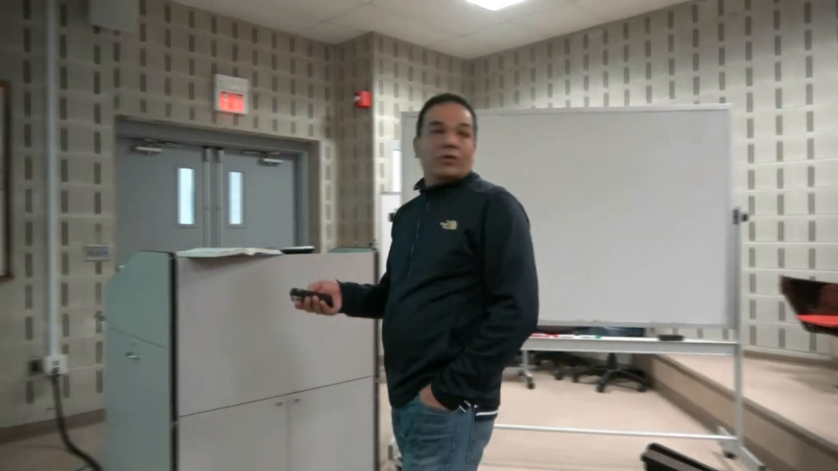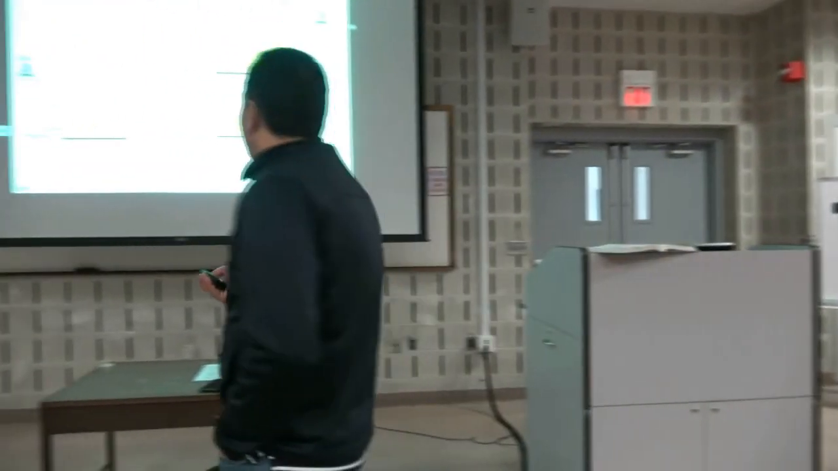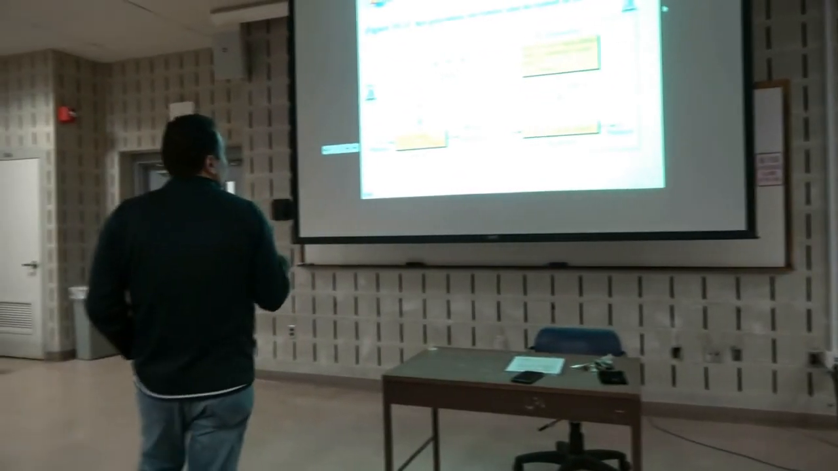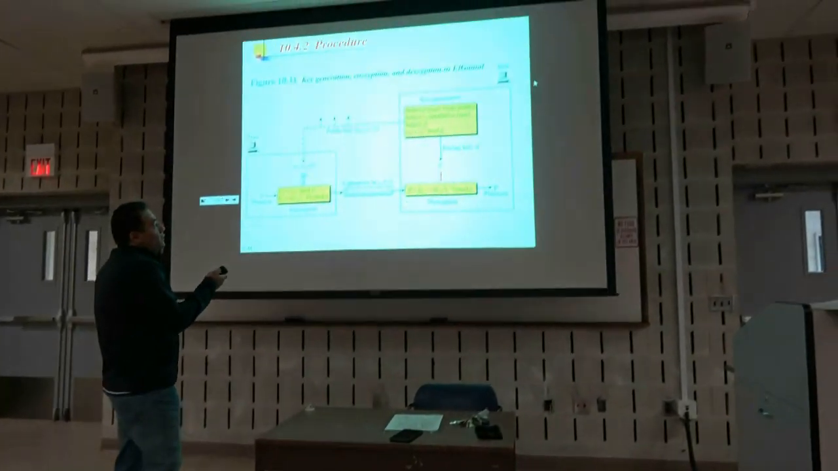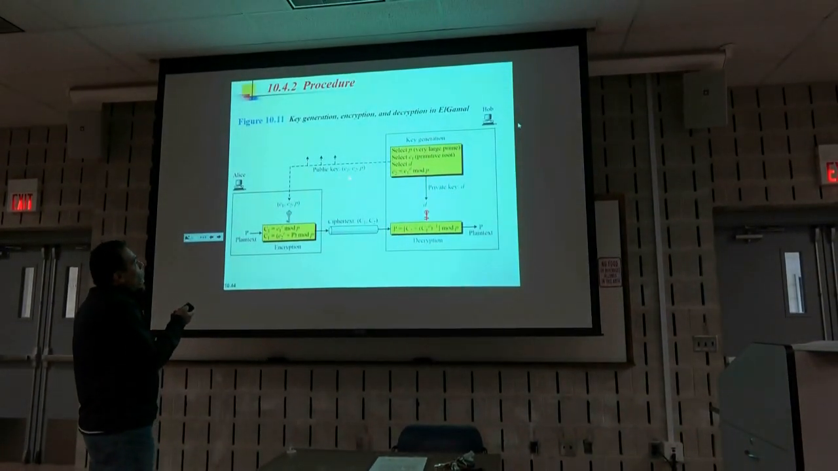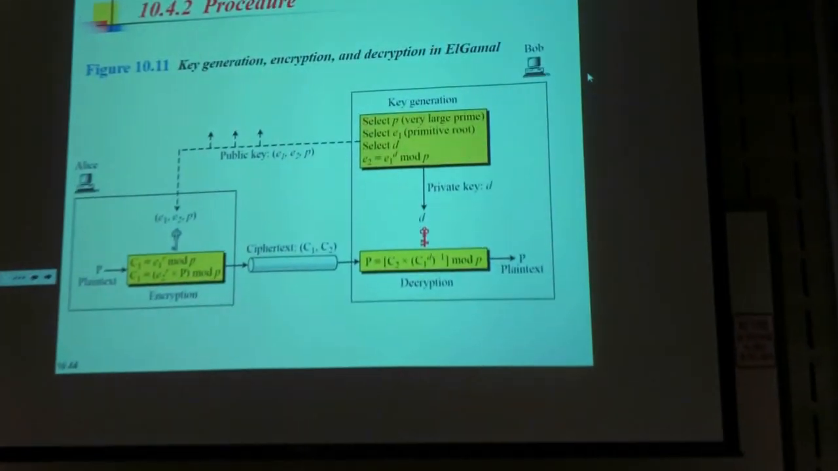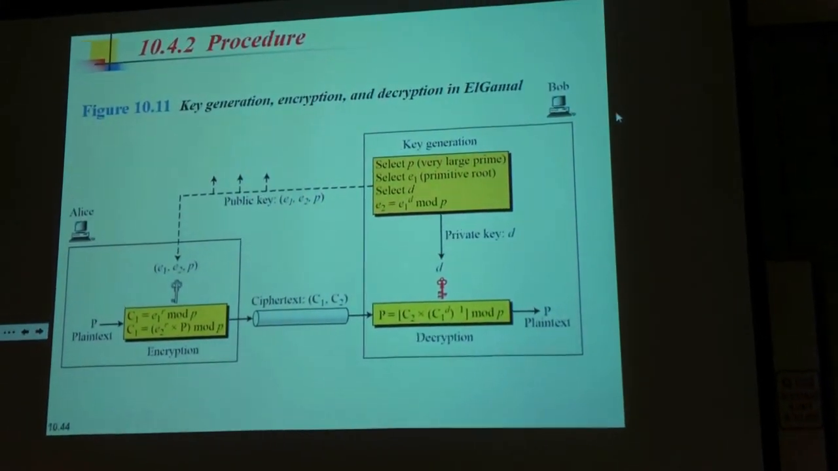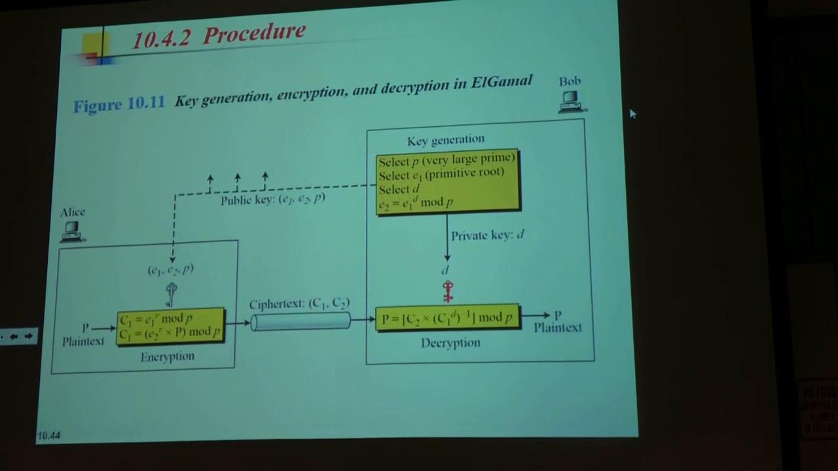Alright, so, you know, that's what it is, right? But you're right. Let me repeat her question. She says, if I have E1, E2, and P, I can know D, yes, but how? And how long? That's the whole idea, okay?